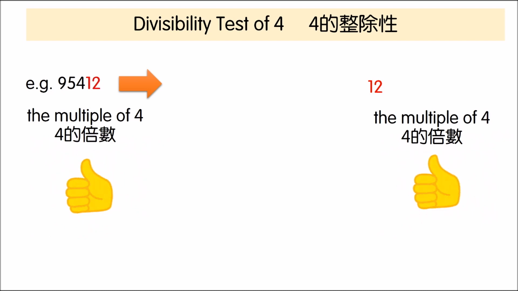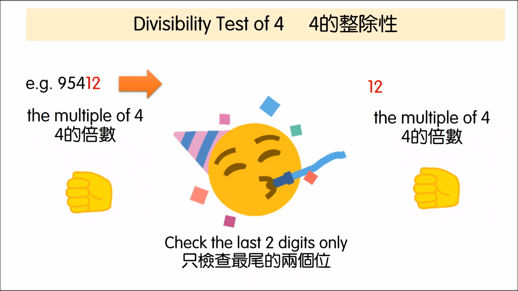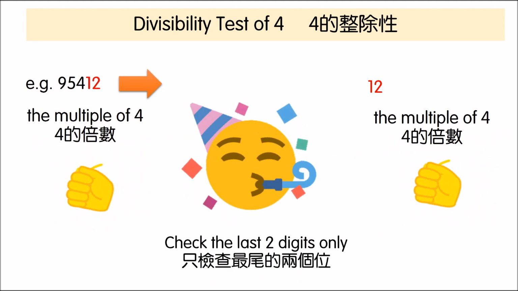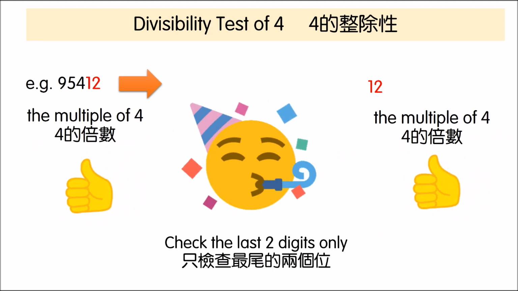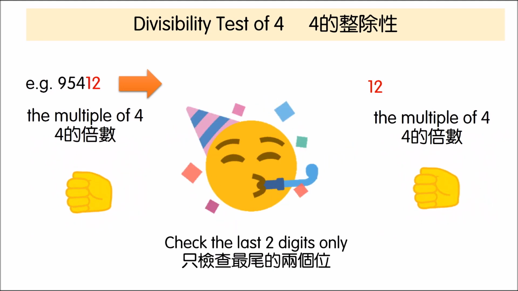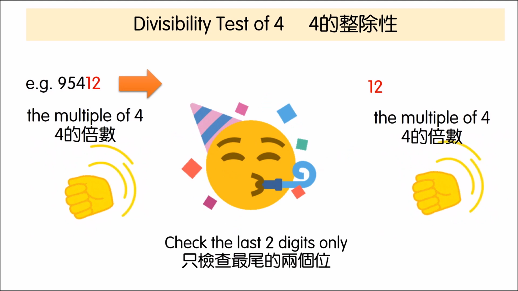In short, this means we only need to check the last 2 digits of any number to see if it is divisible by 4. Anything in front of the last 2 digits can definitely be divided by 4.